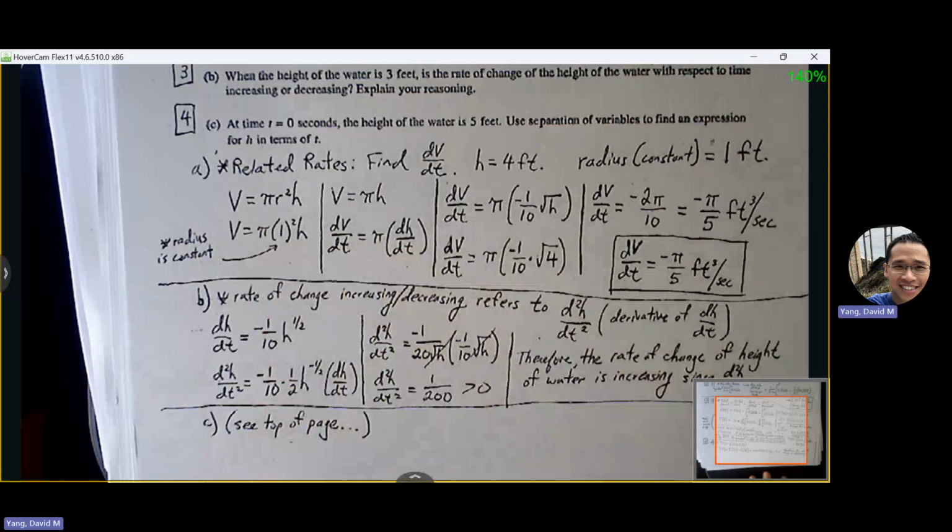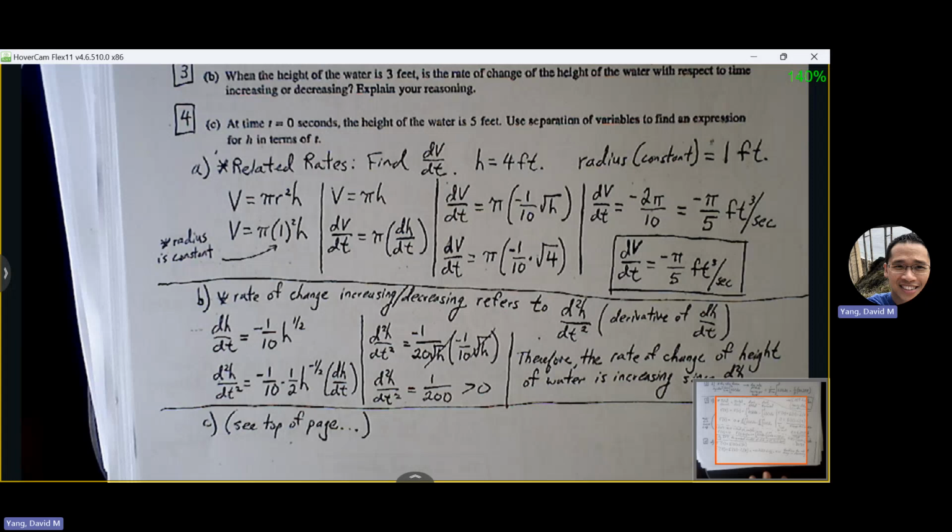With cones, we have to keep track of the radius separately from the height. We have to go through similar triangles. We can't get rid of the variables. But with cylinders, we can just go ahead and get rid of the variable if we know that the value is never going to change as time passes. So we just replace our radius with 1, and that way we have a much easier equation for us to find the derivative.